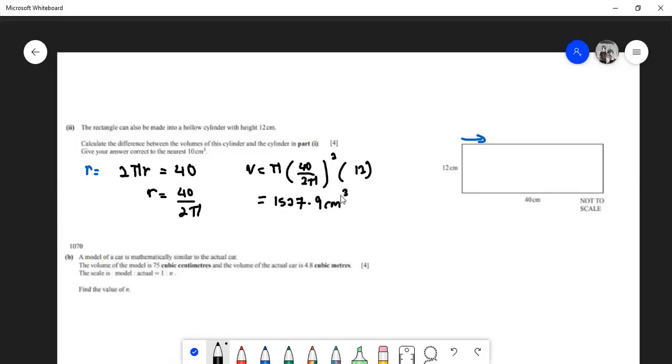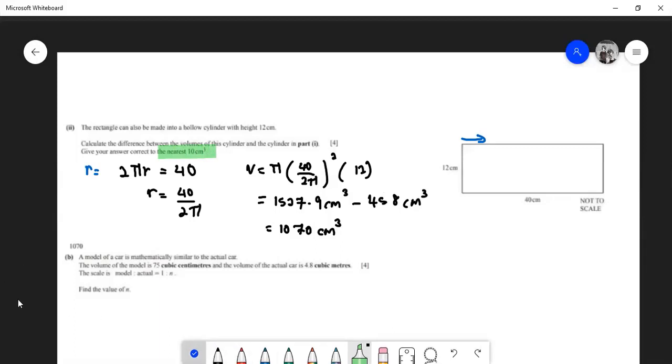cm cube. But then they want you to give your answer correct to the nearest 10 cm. They want to know the difference, right? So earlier the difference was about 458. So we need to subtract 458, and I'm going to get here 1070 cm cube. Okay, because they want the answer correct to the nearest 10 cm. So yeah, I already give correct to the nearest 10 cm. Okay, so pretty much like that.